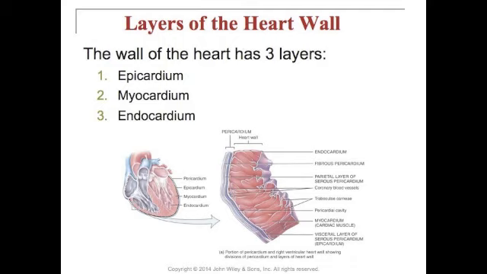The innermost layer, the endocardium, is a thin layer of endothelium overlying a thin layer of connective tissue. It provides a smooth lining for the chambers of the heart and covers the valves of the heart. The smooth endothelial lining minimizes the surface friction as blood passes through the heart. The endocardium is continuous with the endothelial lining of the large blood vessels that are attached to the heart.